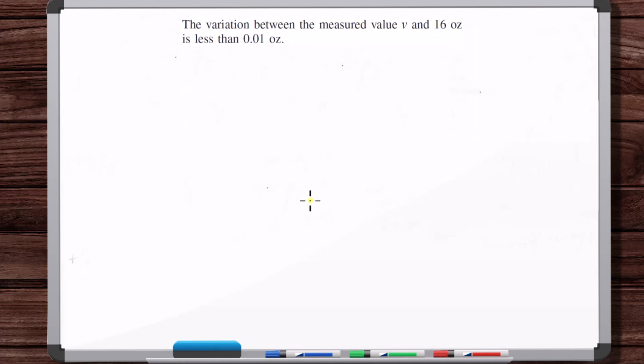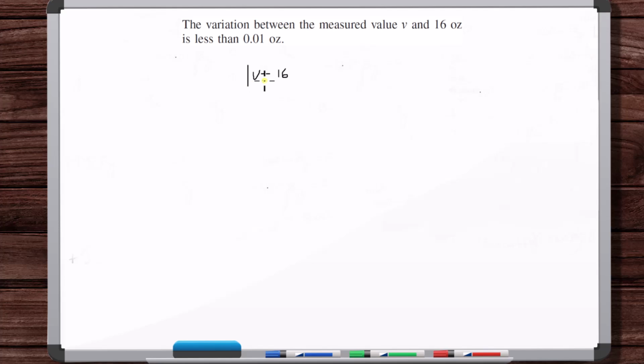Okay, for these last set of problems, we're going to have absolute value inequalities. We want to write the inequality first and then solve it, just like we did with the previous problems. So the variation between the measured value V and 16 ounces is less than 0.01 ounces. Okay, so the measured value V and 16 ounces, right?